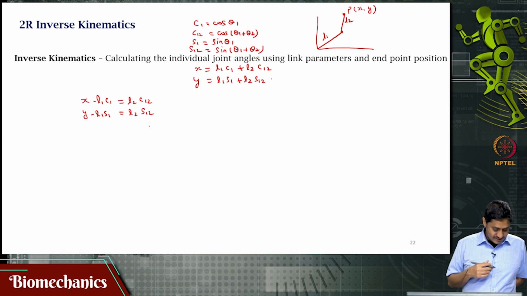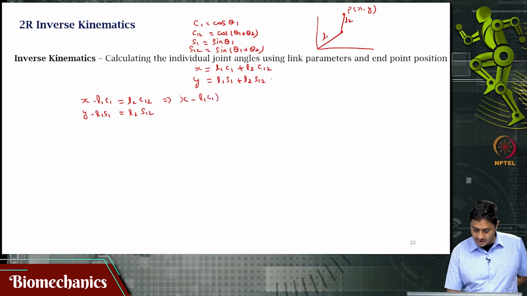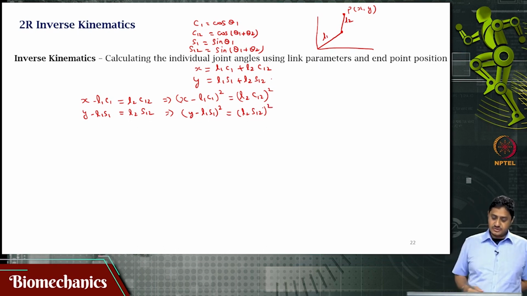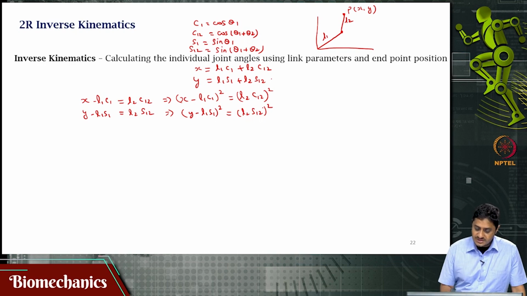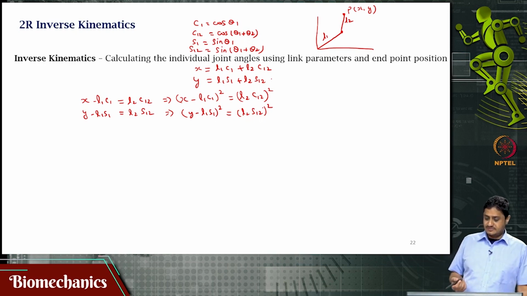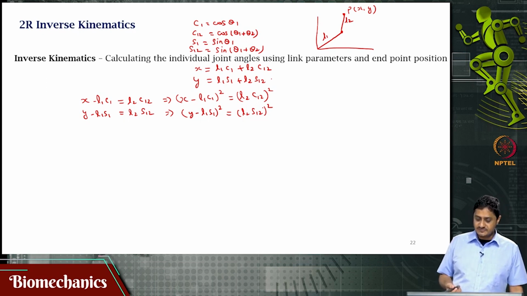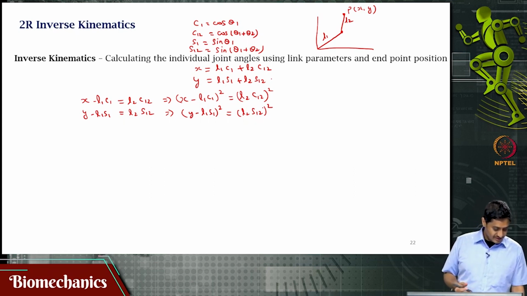So, I have x minus L1 C1 is L2 C12 and y minus L1 S1 is L2 S12. I am squaring this on both sides. So, this will give me x minus L1 C1 the whole squared is L2 C12 the whole squared, is it not? Likewise, y minus L1 S1 the whole squared is L2 S12 the whole squared. I am adding these two. Why? Because L2 C12 squared plus L2 S12 squared gives L2 squared times C12 squared plus S12 squared. This is cos squared x plus sin squared x, that is 1. So, I can use that as part of my analysis.